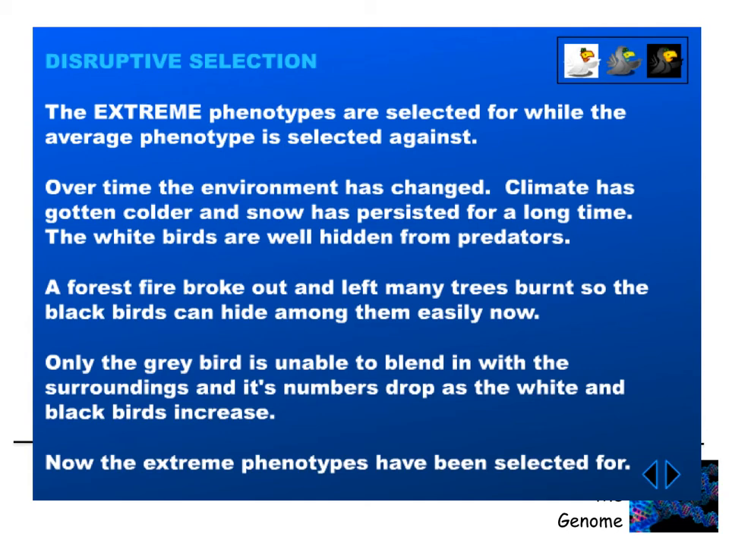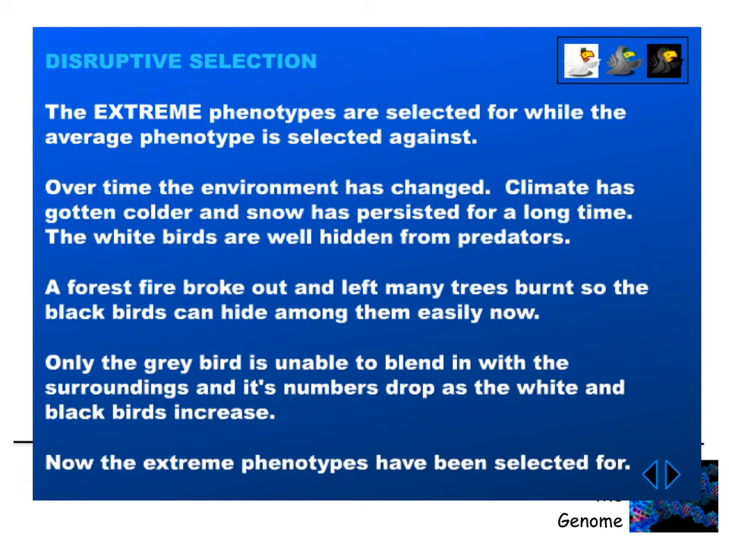Here we're going to look at disruptive selection, in that the extreme phenotypes are selected for, while the average phenotype is selected against. So just imagine that over time the environment has changed, the climate has got colder and snow's been there for a long time. The white birds are well hidden from the predators this time, but as well as that, a forest fire has broken out and it's left many trees burnt, so the blackbirds can also hide easily amongst those black burnt trees now. So it's only the grey bird that's unable to blend in with the surroundings. So its numbers drop as the white and the black birds increase.